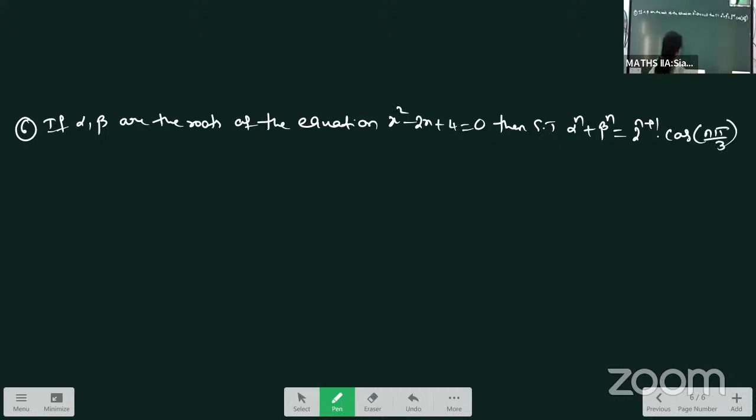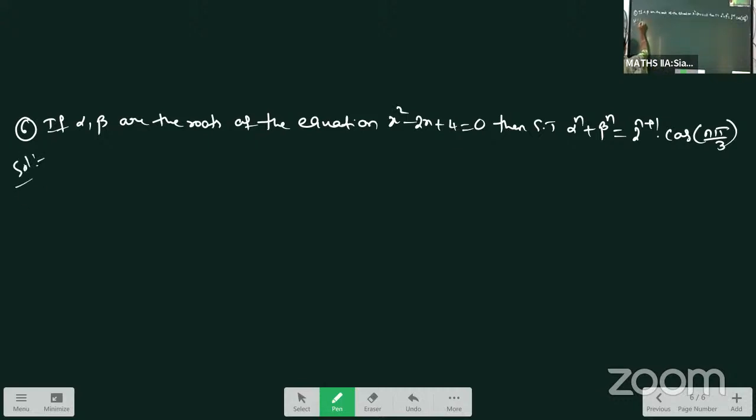The concept is the same, something power n plus something power n, but here alpha and beta are given. In the previous question, 1 plus i and 1 minus i complex roots were given. So here what is the given hint? Alpha and beta are the roots of x square minus 2x plus 4. First we will find out the roots of the equation.